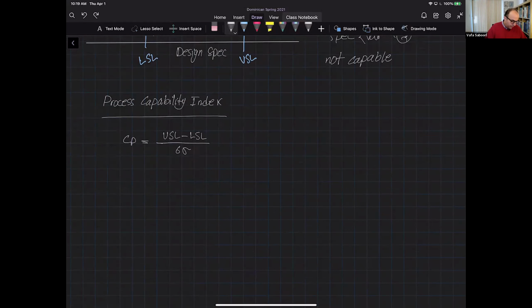So CP is USL minus LSL divided by Six Sigma. And the criteria here is that if CP is less than one, it is not a capable process, okay? Process is not capable. And then a CP of one is a capable process. And a CP of two means it's a Six Sigma process, okay? So anything above one is desirable, two and above is a Six Sigma process.